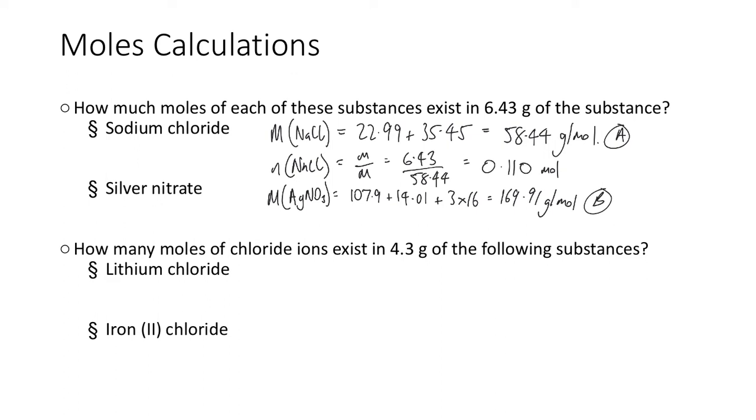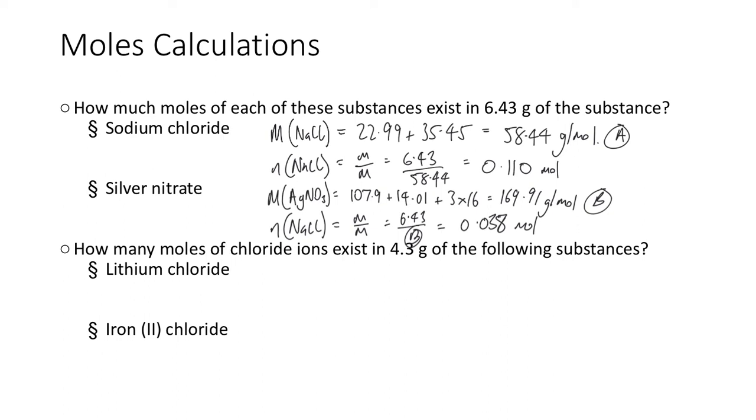Okay, then I can work out the number of moles of NaCl, which will be equal to little m over big M, which would be 6.43 over that value B, which would be equal to 6.43 divided by B, 0.03738 moles. Okay, all right. You have a go at doing these chloride ions. Pause the video and see, here we go.